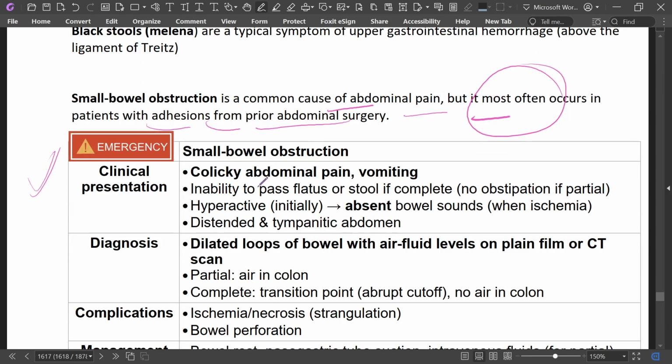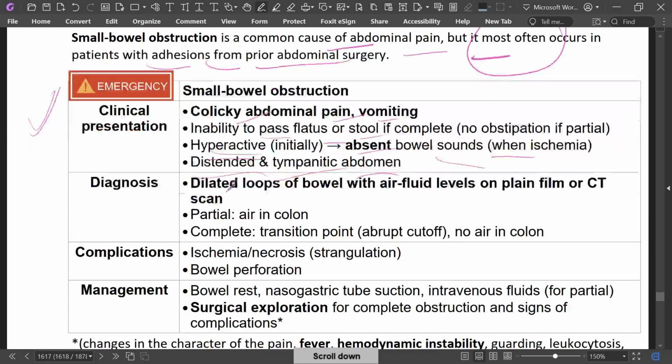Small bowel obstruction presents with colicky abdominal pain, vomiting, and inability to pass flatus or stool if complete. There is no obstipation if it is partial. There may be hyperactive bowel sounds, which become absent when ischemia develops. There is a distended and tympanic abdomen.